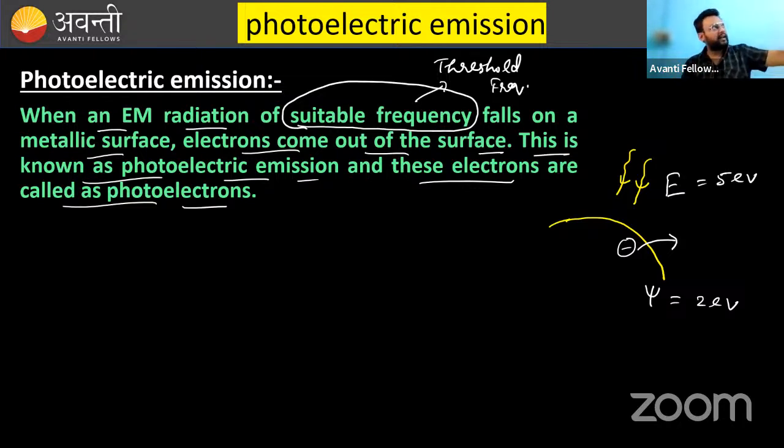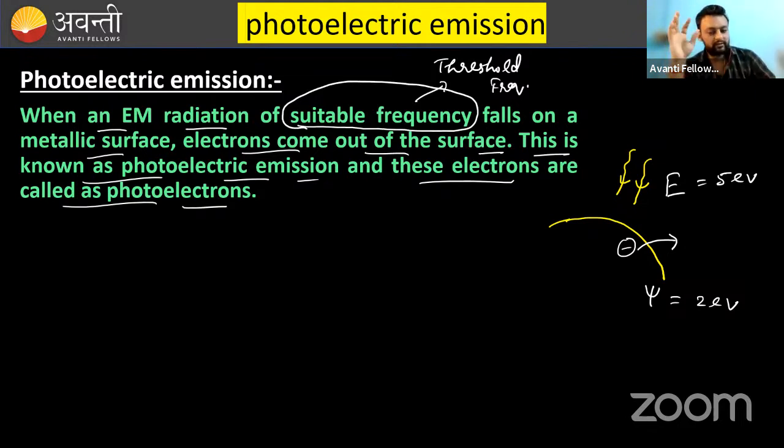What happens when a photon comes? Listen to me. When a photon comes, it strikes the surface. First step, it transfers its energy to the electron. The electron gains that energy and starts moving outward from the metal. And while coming out, it may collide with some other particles, with some other electrons, and in this process, it may lose its energy.